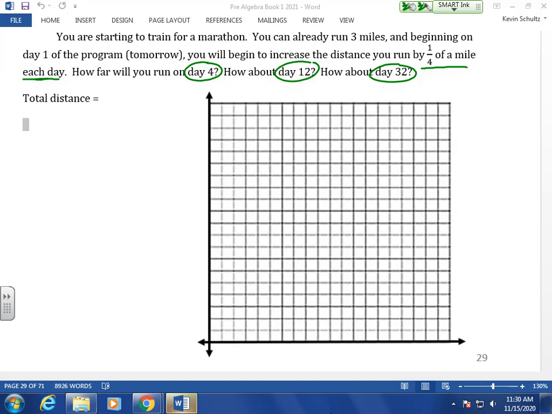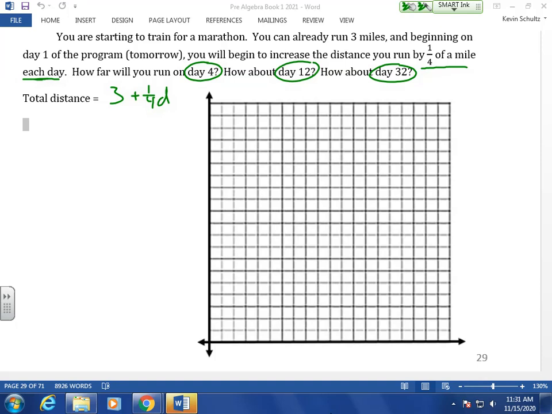1/4 each day. We are starting at 3, right? That's our constant. That's what we can do today. That doesn't change. And we're increasing that by 1/4 of a mile each day. So the 3 miles we can do today, plus 1/4 of a mile each day thereafter. And as our value for d goes up, day 4, day 12, day 32, the amount that we'll be increasing by will also go up, and we'll add that to the 3.